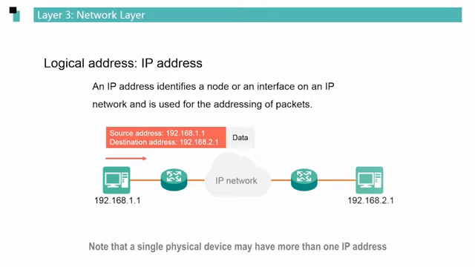Note that a single physical device may have more than one IP address. For example, if a PC has more than one network interface card, each network interface card can have its own IP address, but these addresses must be on different network segments. Similarly, a router with multiple interfaces has one IP address for each interface.